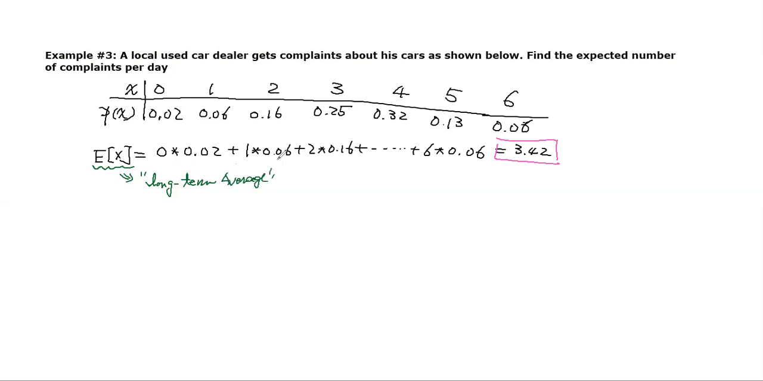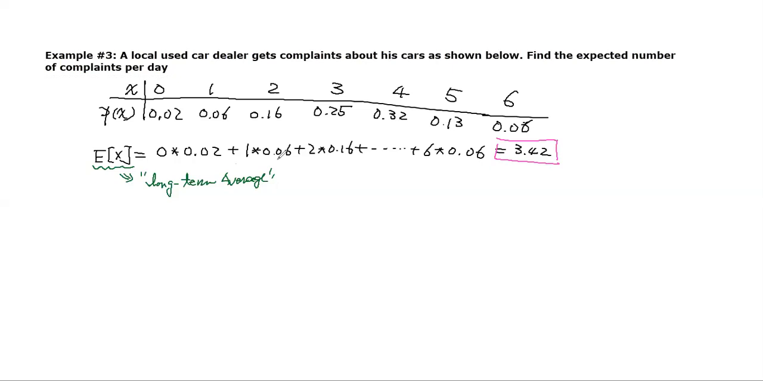That means if you do this every day, so today you get 2, tomorrow you get 3, another day you get 1, another day you get 6, and so on. So on average, you expect to get about 3.42. That means the number of complaints should be jumping around within these ranges here.